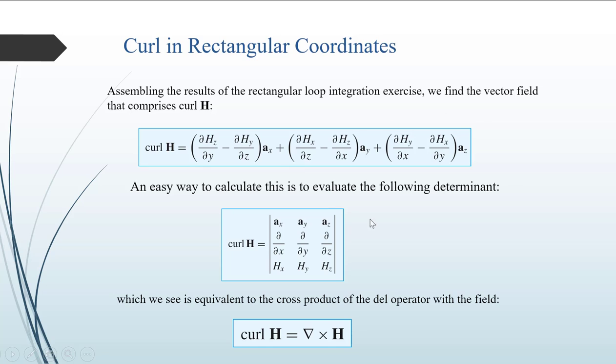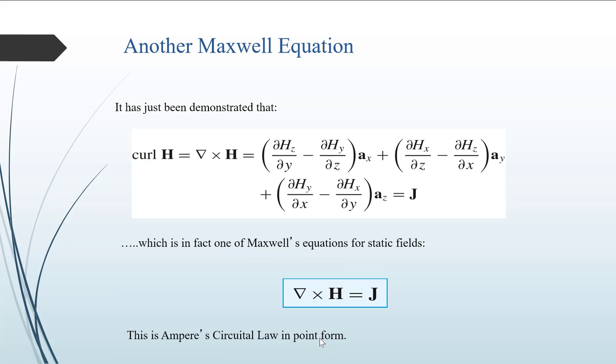And the same equation can be written in terms of a determinant, that is curl of H is equal to the determinant of Ax, Ay, Az, ∂/∂x, ∂/∂y, ∂/∂z, and Hx, Hy, Hz. If we solve this determinant, we will get the same equation as above. And this curl of H is expressed as del cross H. So the del operator is used to interpret the curl operation for a given vector field.